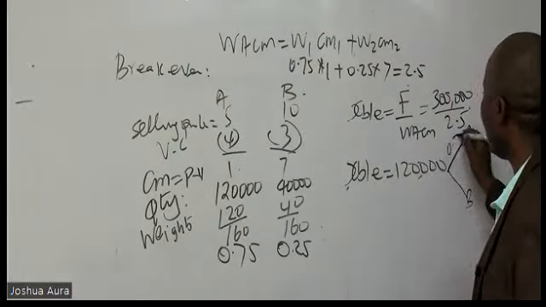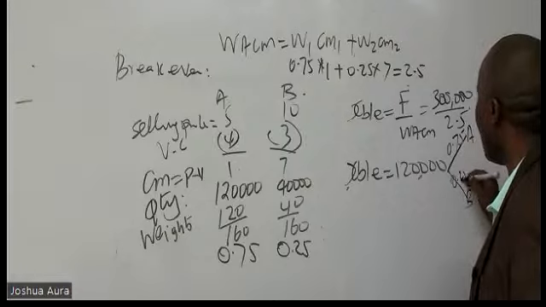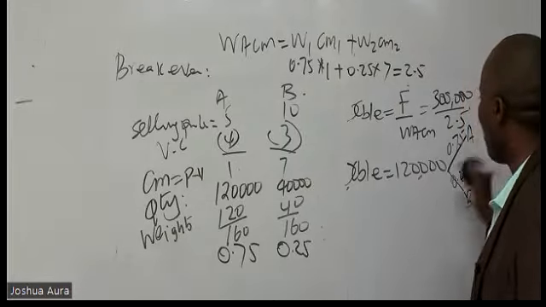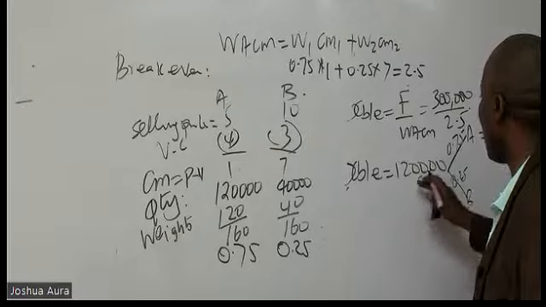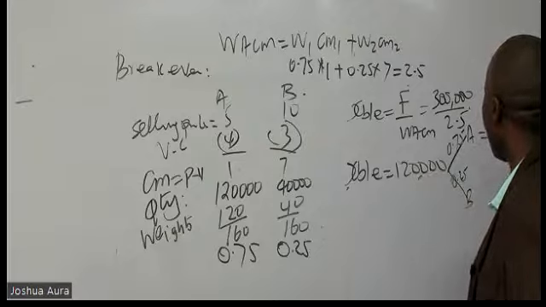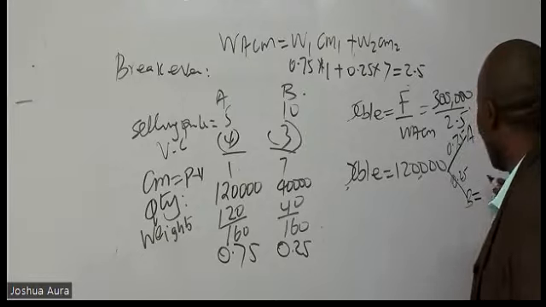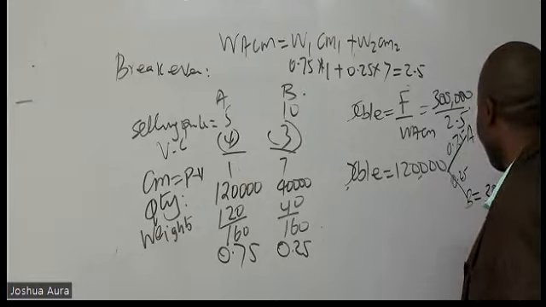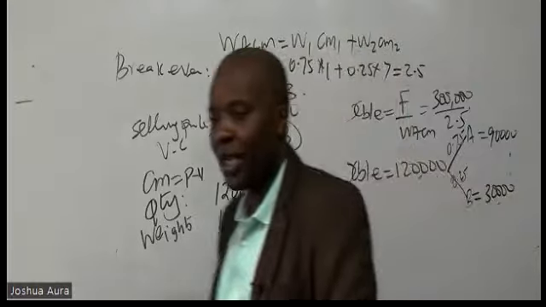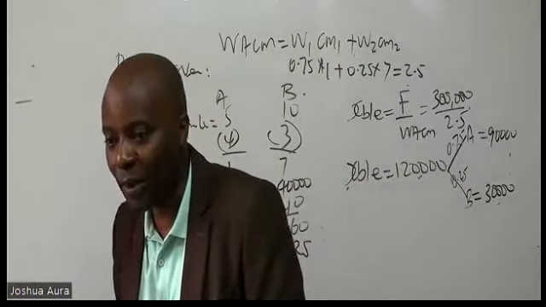We know that we have the decimals here, we have the fractions here, the weights. So for A, I'll take 0.75 times 120,000, which gives me 90,000. For B, I'll take 0.25 times 120,000, which gives me 30,000. Because the two must add up to what here? The two must add up to 120,000.